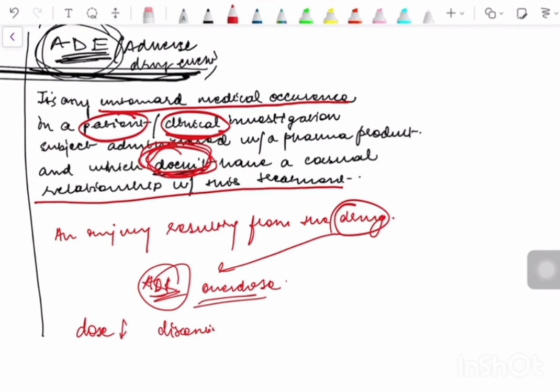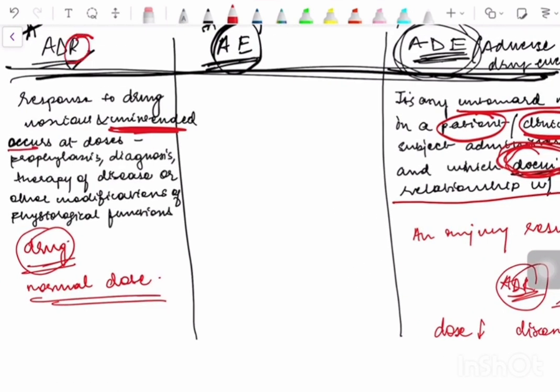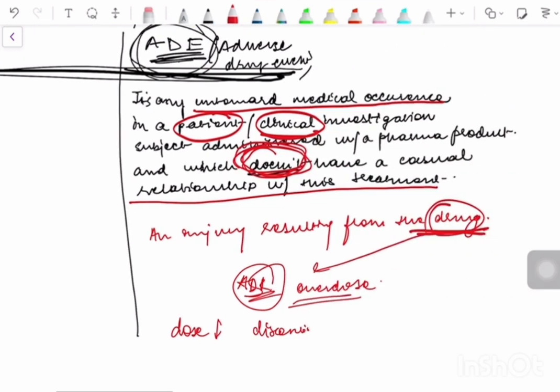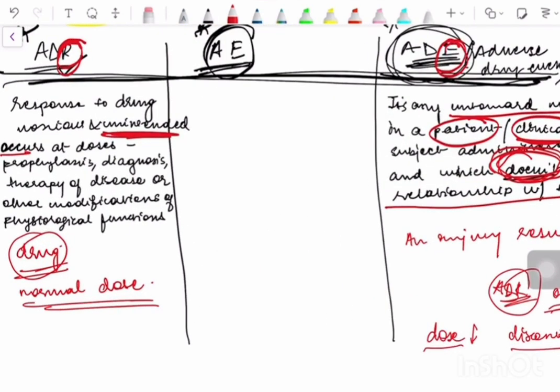So adverse drug events may result from medication error, but most do not. So it is not necessary that the major factor is the drug. If someone says to you that the drug is the major factor, ADR. At normal doses it happened, ADR. Drug may or may not be involved in the adverse event, so ADE, adverse drug event. It can be at higher dose, lower dose, or discontinuation of dose, and again ADE, adverse drug event. So ADR is directly caused by the drug at normal doses during the normal use.